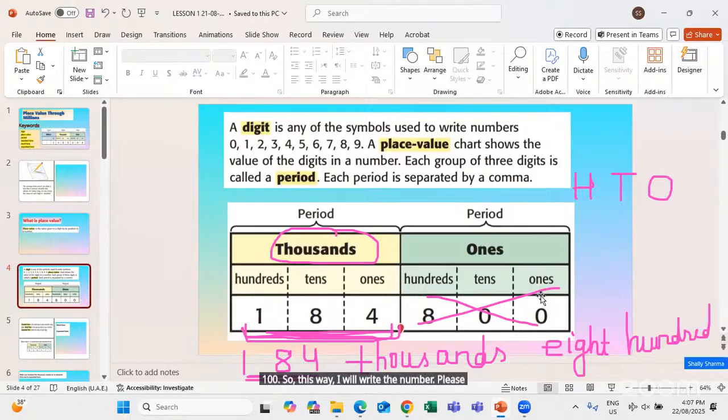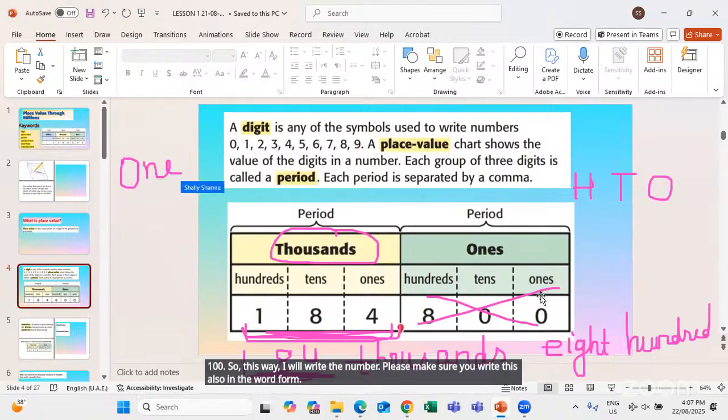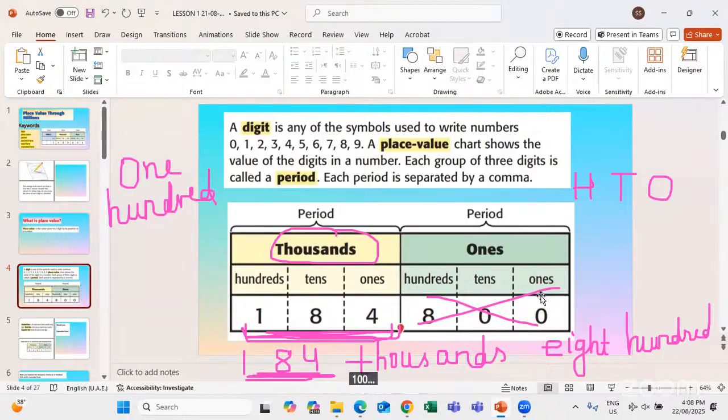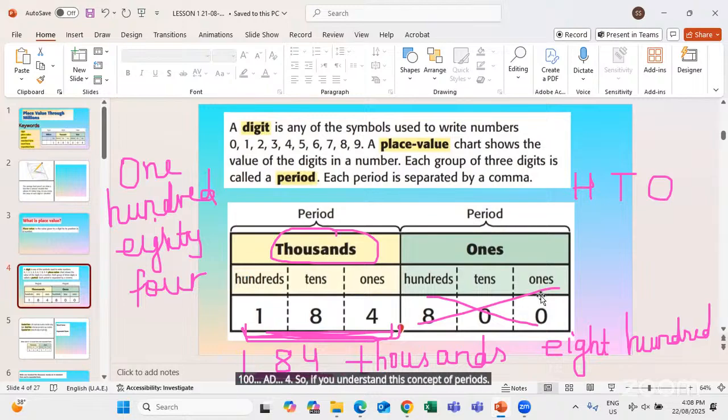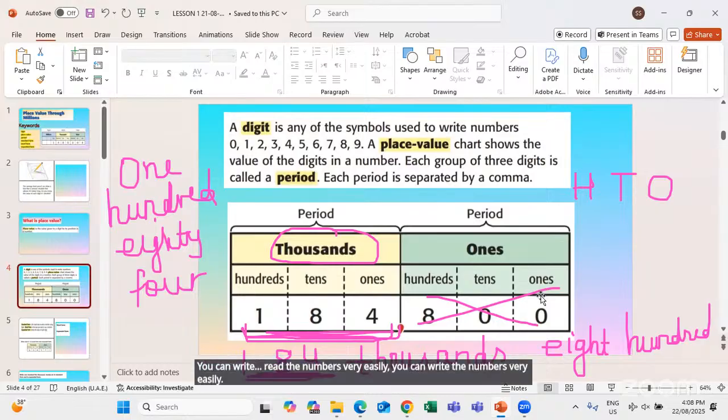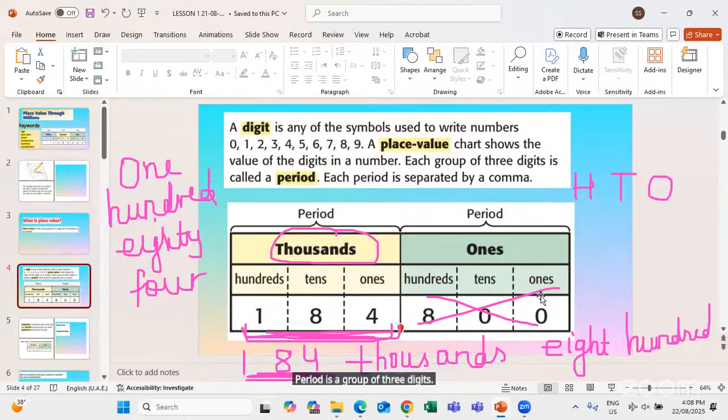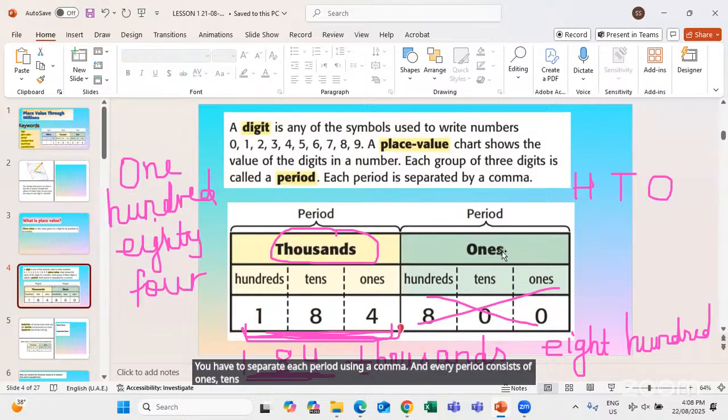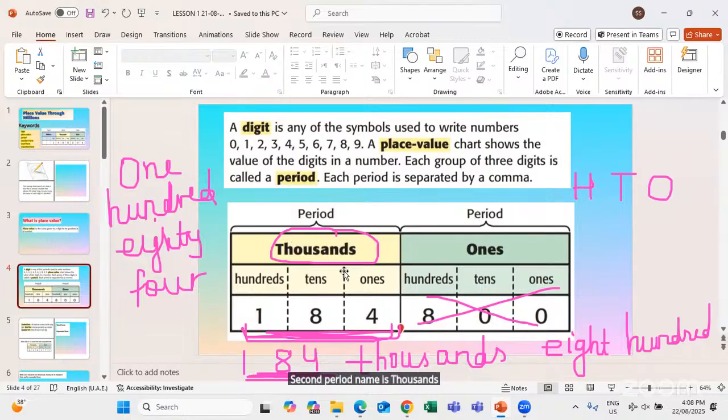Please make sure you write this also in the word form like 184. So if you understand this concept of periods, you can read the numbers very easily. You can write the numbers very easily. Period is a group of three digits. Every three-digit group is called a period. You have to separate each period using a comma, and every period consists of ones, tens, and hundreds, and the first period name is ones, the second period name is thousands, and it goes on.